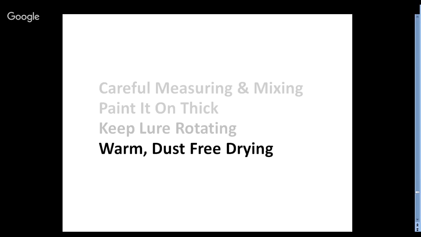Envirotex Lite, like any epoxy, is a bit like a dust magnet. So if there's a particle of dust anywhere to be found and you've got Envirotex on the lure, it's going to find its way onto the surface. Okay, so you really want a nice dust-free, warm environment.